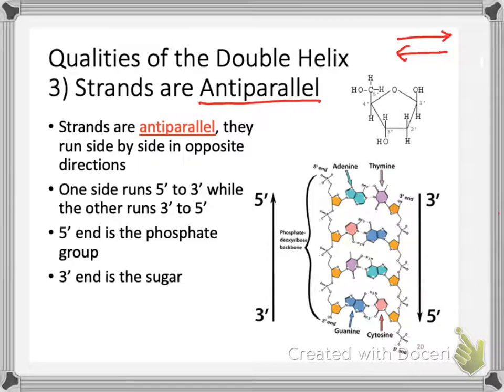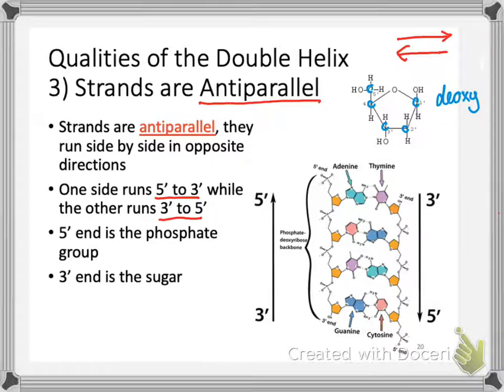So what exactly do I mean? Well, in biochemistry, for DNA molecules, we say one runs 5' to 3', while the other runs 3' to 5'. What in the world does that mean? All right, let's look over here. This is deoxyribose, so I'm just going to say deoxy, and it is a 5-carbon sugar. 1, 2, 3, 4, and then 5. All right, 5 carbons.